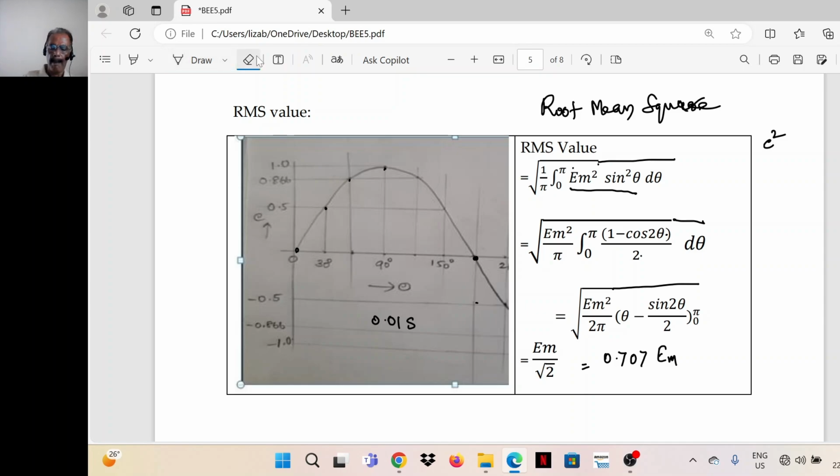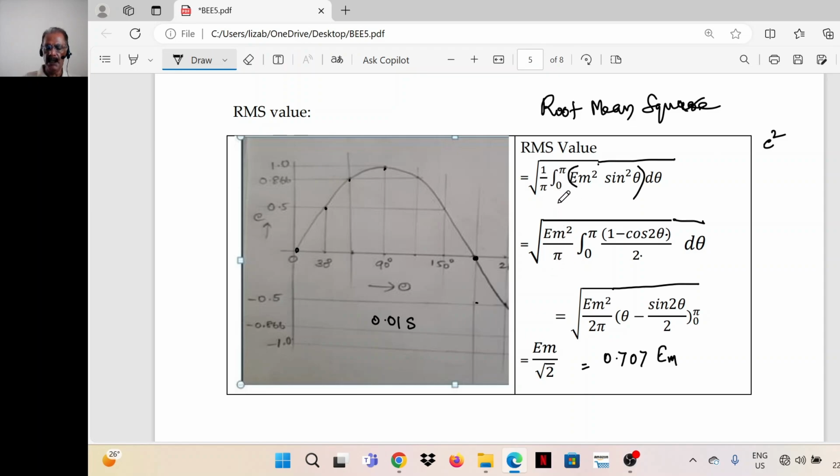So this is the square of all the instantaneous values. You can find out the mean by adding these squares, that is integral 0 to pi. That means we are adding all these squares of instantaneous values into 1 by pi. That means dividing it by pi to find out the mean. And then find the square root of that. That is the root mean square value.